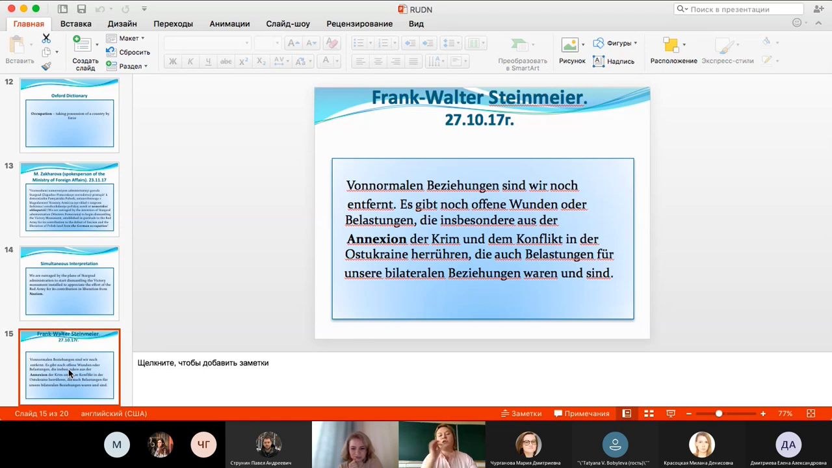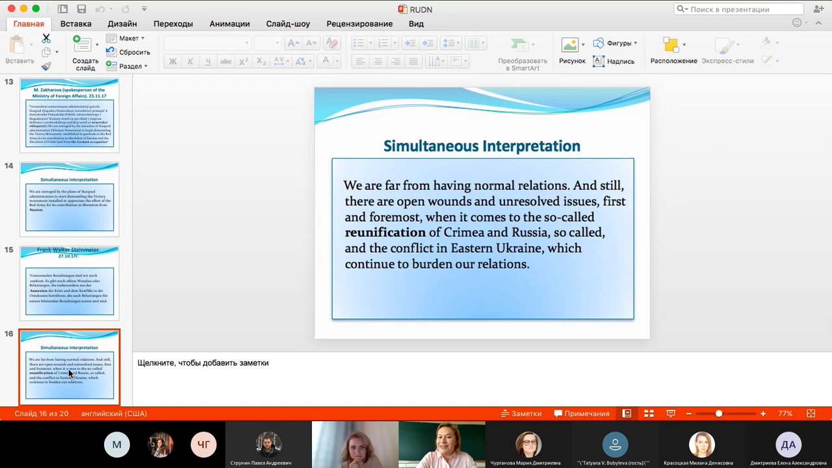So even if you don't know German, you might have spotted, or might have heard the word annexation. And so the simultaneous interpretation went as follows. We are far from having normal relations and still there are open wounds and unresolved issues, first and foremost, when it comes to the so-called reunification of Crimea and Russia. So-called because the interpreter was somewhat hesitating, and the conflict in eastern Ukraine, which continue to burden our relation.